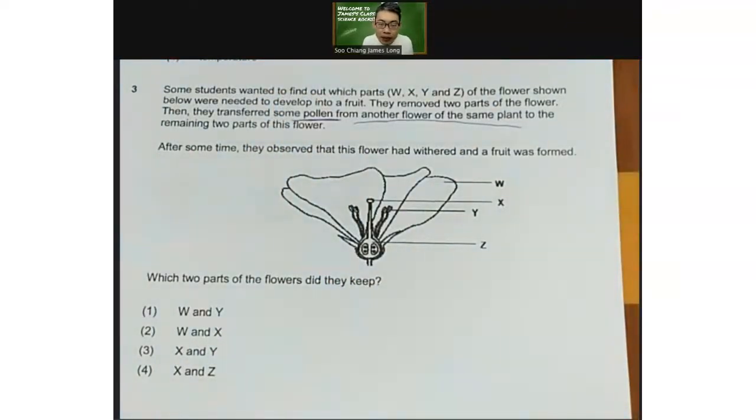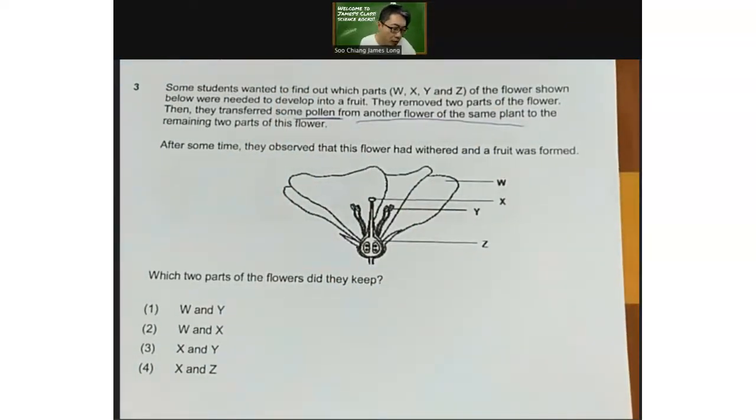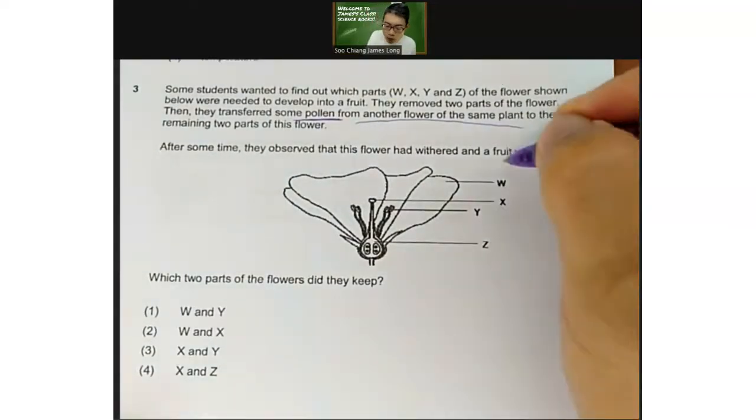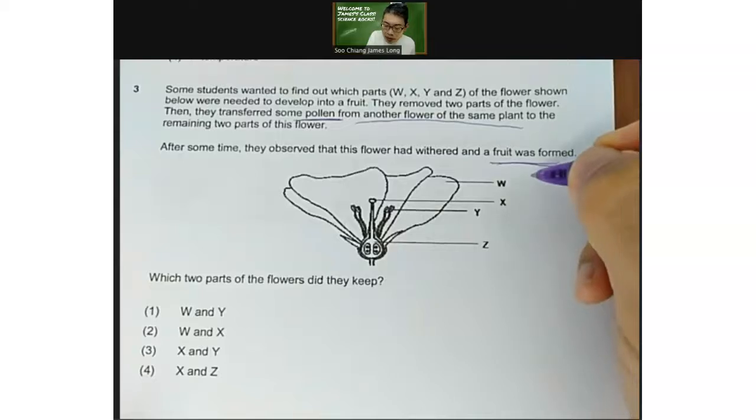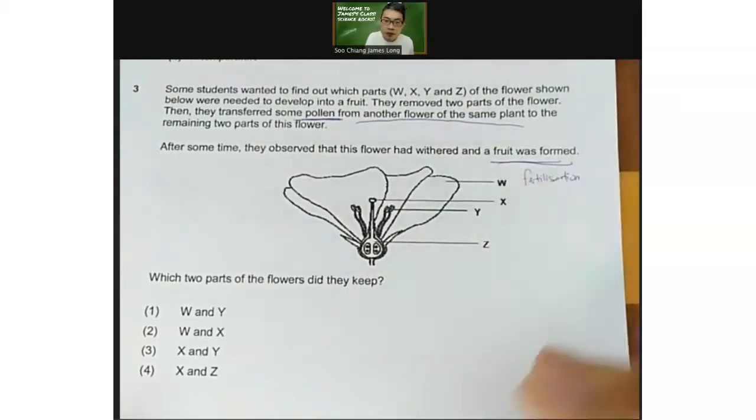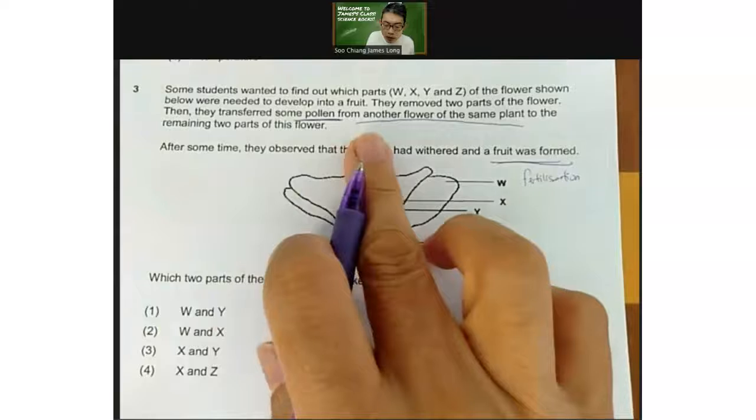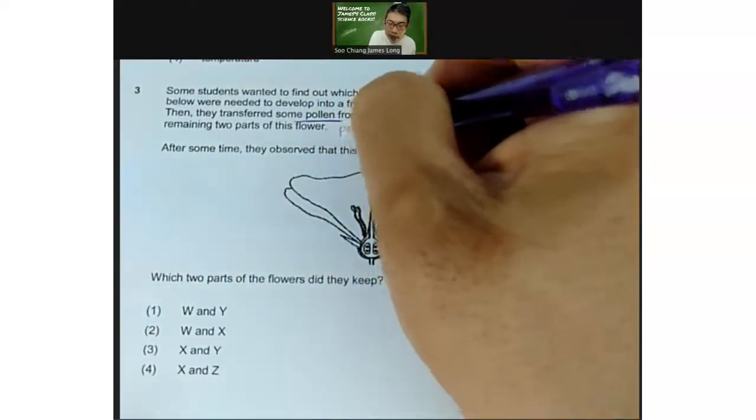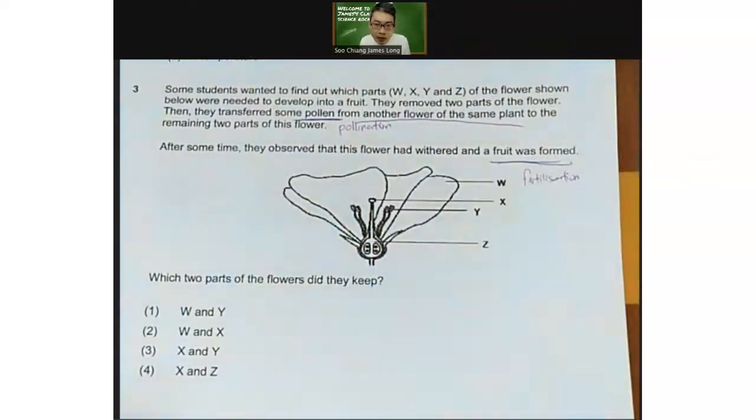So after some time, they observe that the flower has withered and a fruit was formed. Oh, fruit was formed. This tells us that fertilization has happened. Transferring pollen tells us pollination was done. And if pollination was successfully done, then fertilization will happen.